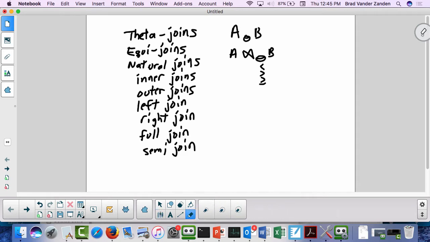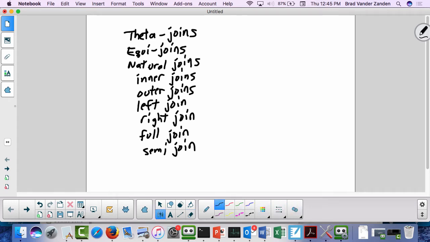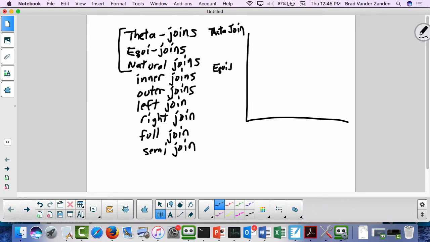Okay? So the first thing to realize is there's two orthogonal axes for considering joins. Along one axis is the type of operation, the predicate that's being used. That encompasses the first three: the theta join, the equijoin, and the natural join. So the theta join could use any of the relational operators in its predicate. The equijoin uses an equal sign. And the natural join is one with the equal sign and matching on any of the common columns.